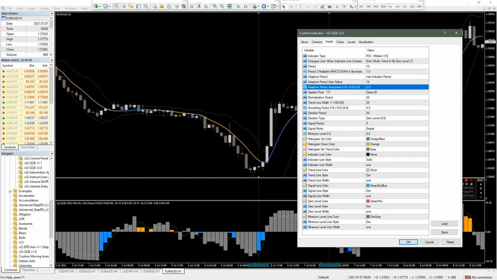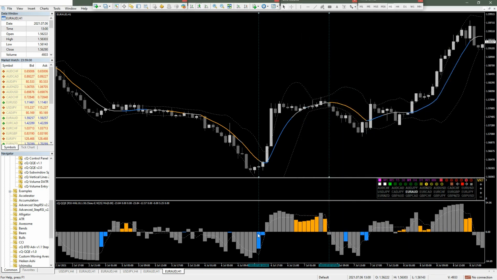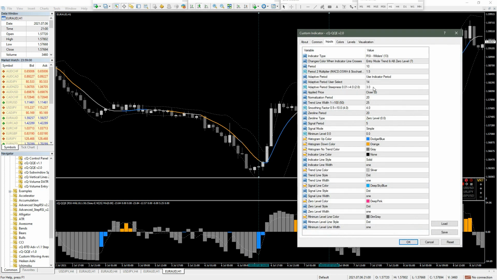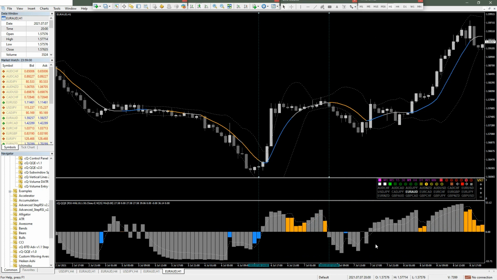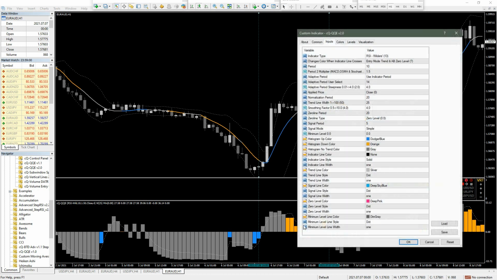Then this adaptive period steepness, 2 is the default, but you can make it a little faster. You can make it 3. And you'll see that you may gain a candle or 2 here and there. And you can also use 4, which seems to be about the most. After 4, it starts to get a little wonky. So that's what that does.